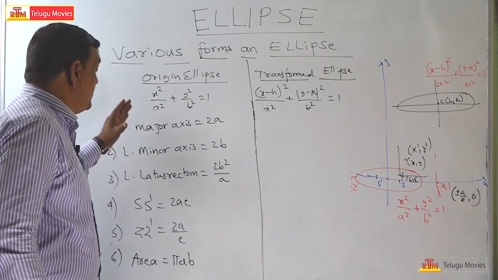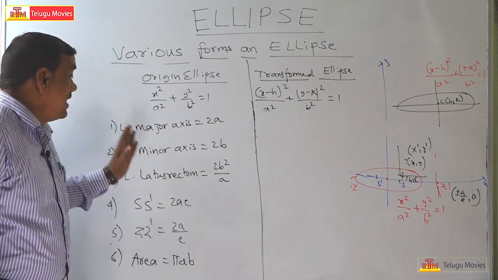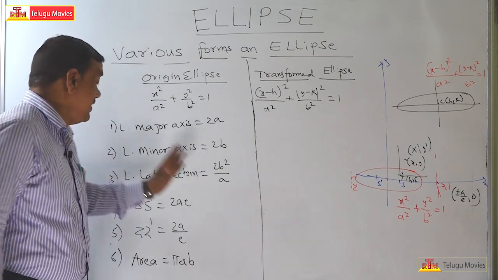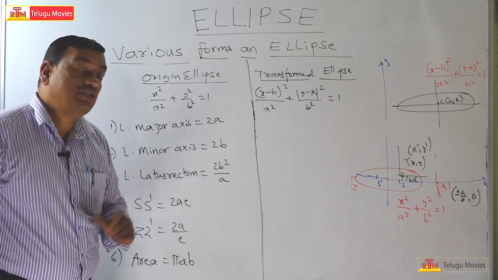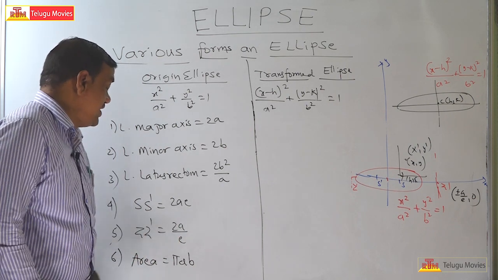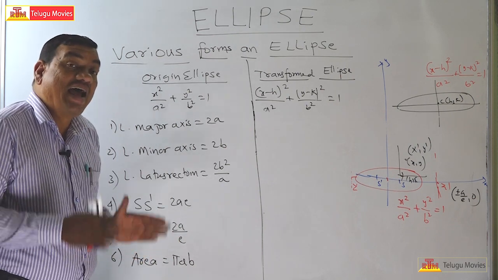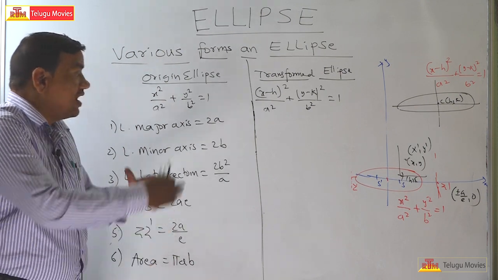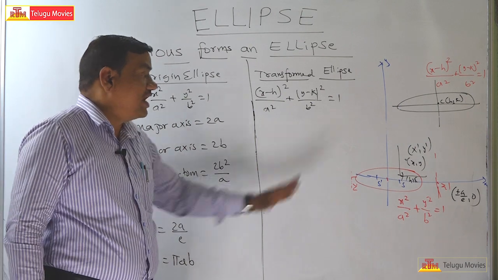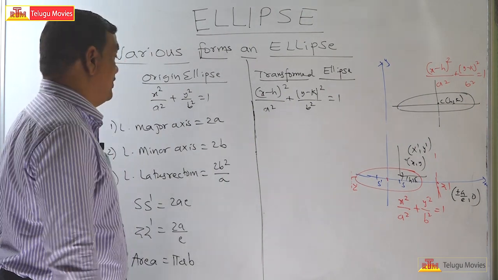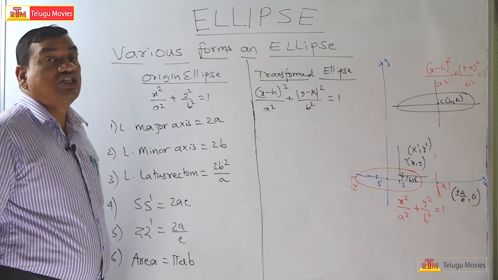Welcome back. Now let us see all the lengths. Length of major axis is 2a, length of minor axis is 2b, length of latus rectum is 2b square by a. So the distance between the foci SS dash is 2ae. The distance between the directrix ZZ dash is equal to 2a by e. The area of the ellipse is equal to pi ab. Okay, right. But what about this transformed ellipse?